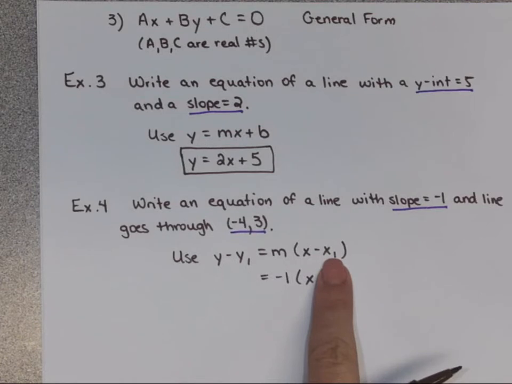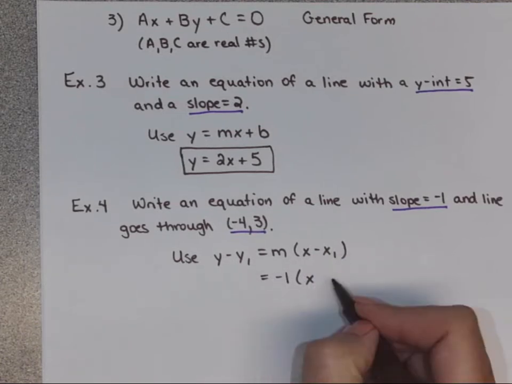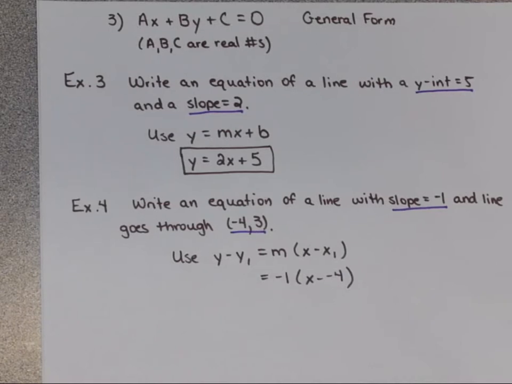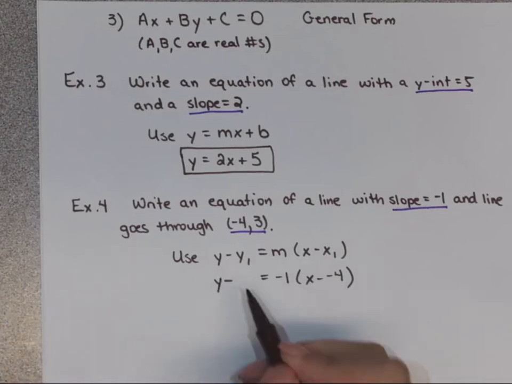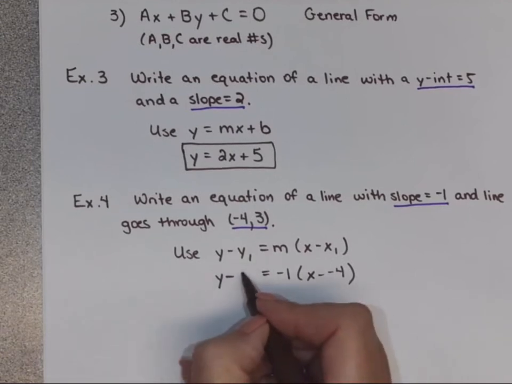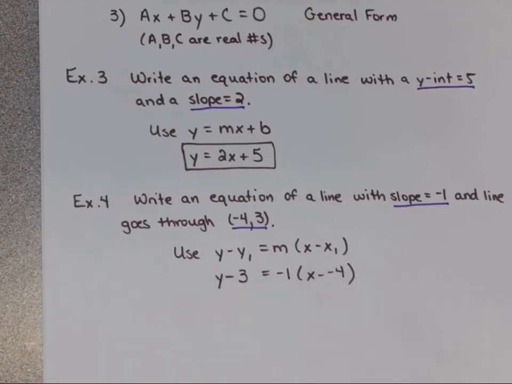Like what is the first x, or what is the x value that I was given? -4. So notice I end up with a double negative there, right? Because the formula has a minus sign in it, but then 4 is negative. Okay, so make sure you include them both. And then what about over here? I'm going to end up with y minus the y value, which, what's the y value that I was given? 3.